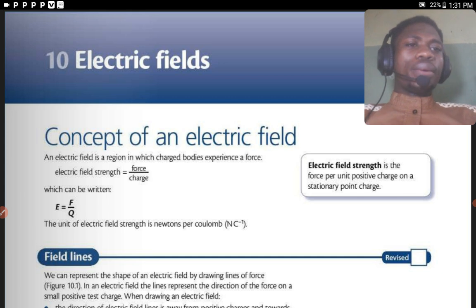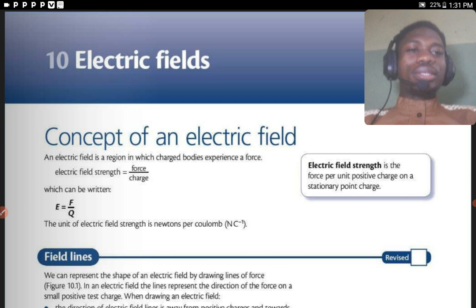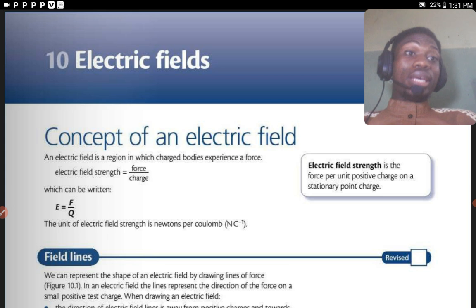Welcome to today's class. We will be looking at electric fields. So get ready for a wonderful lesson. Like I said, we will be looking at electric field, and we are going to be looking at a lot of important, interesting things in physics today.